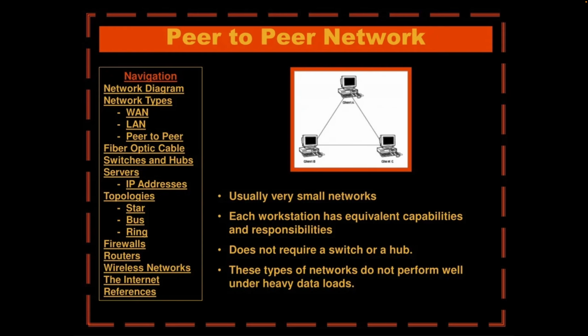Next, we have peer-to-peer networks. Peer-to-peer networks are a simple setup. Just a few computers connected directly to each other. No single computer is in charge, they're all equal. You don't need any special equipment like switches or hubs, you just connect them and go. But here's the catch. These networks slow down very quickly when you try to do too much. That's why they only work for very small setups, kind of like in a home office.